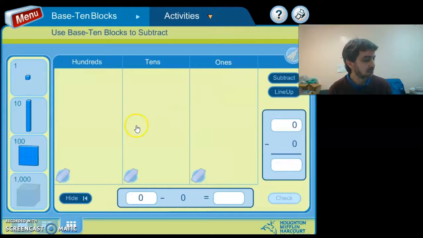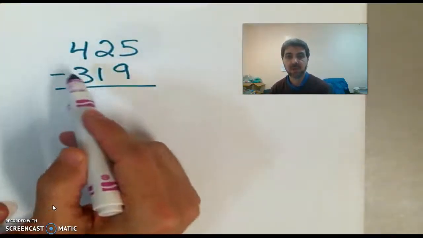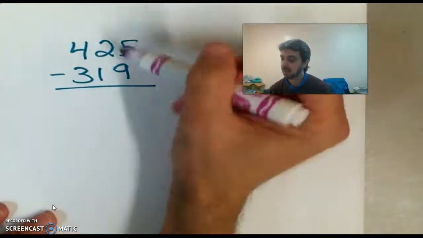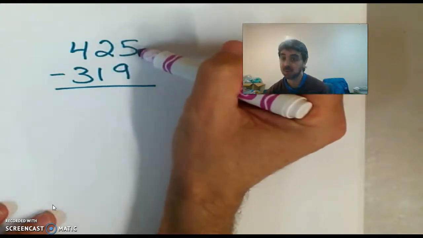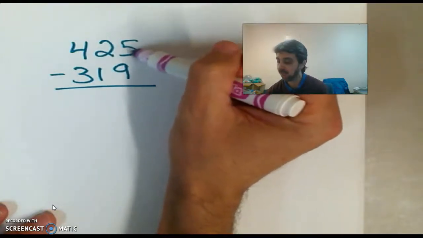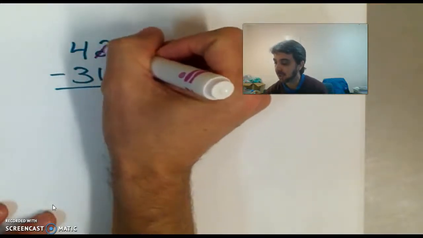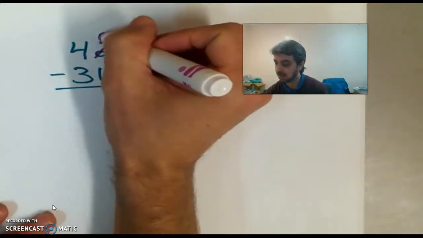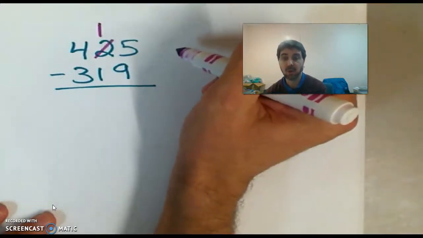So let's look at another problem. Before we do that, let me show you what that would look like on paper, okay? So, all right, what we did was we had 425 take away 319. So taking away 9 1s from 5 1s, right? I couldn't do it because there are not enough 1s. So I went over here. I took one of these 10s. So now there's only 1 10 left. And I turned them into 10 1s.